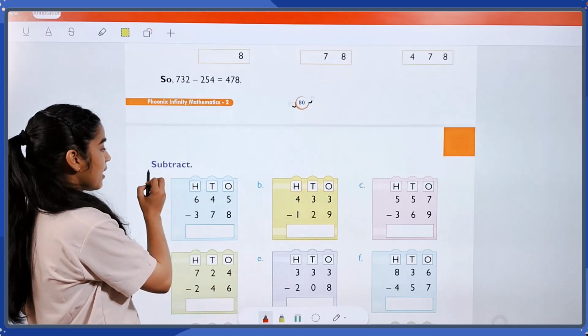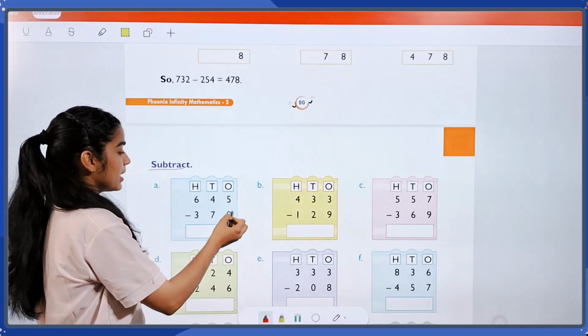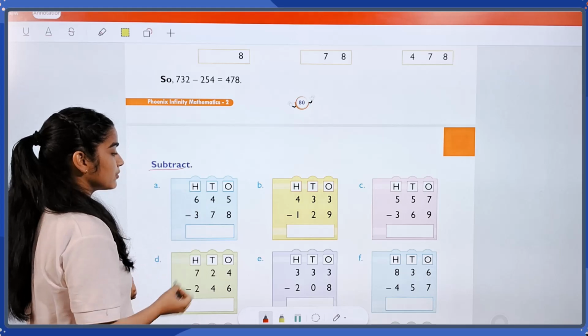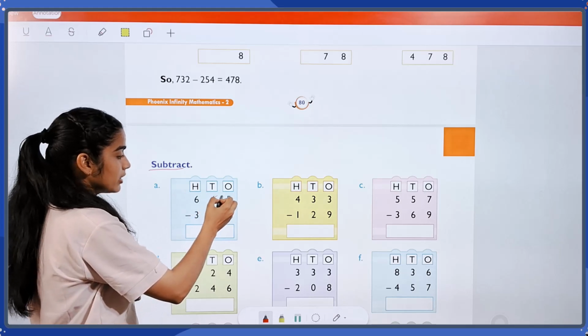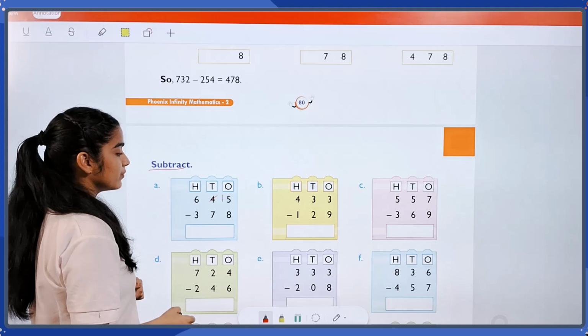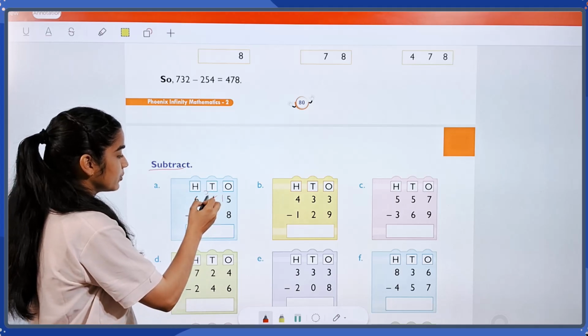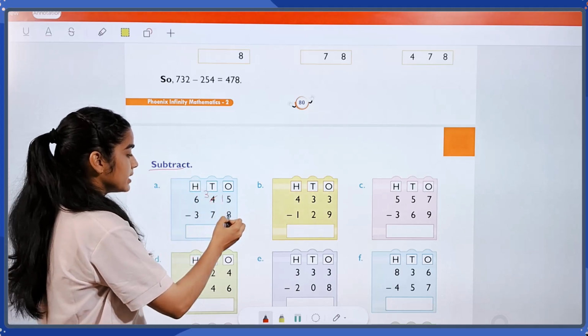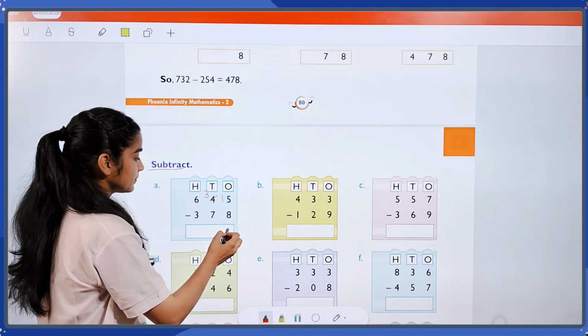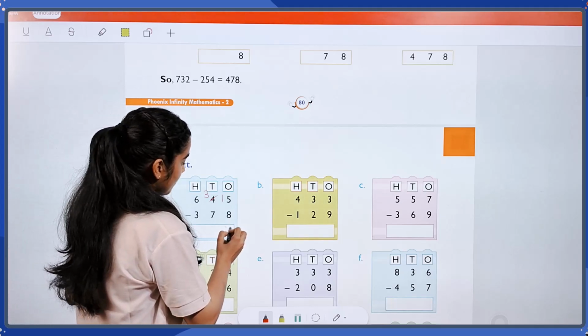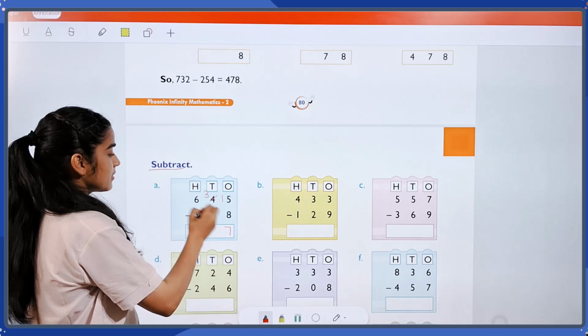Now we have to subtract these numbers. 5 minus 8 is not possible. So what you have to take? You have to take a carry. While you take a carry, 5 will convert into 15 and 4 will convert into 3. 15 minus 8 is 7. Now 3 minus 7 is not possible.